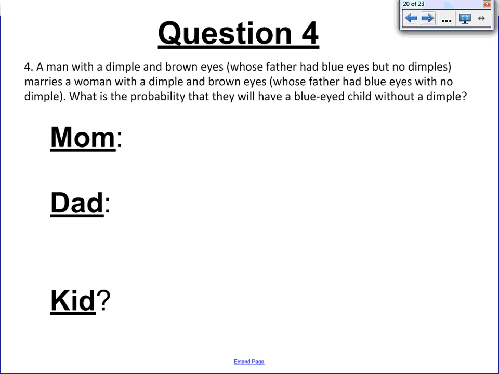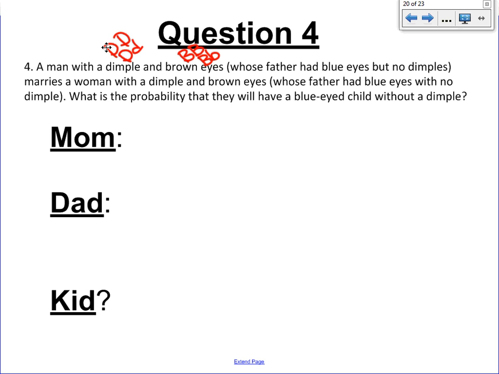Now if he has a dimple and brown eyes, we know that dad has a couple of different options. If he has a dimple, he can either be big D, big D, or big D, little d. And if he has brown eyes, he can either be big B, big B, or big B, little b. Now, how do we choose which one dad is? Well, we have to look at dad's dad.